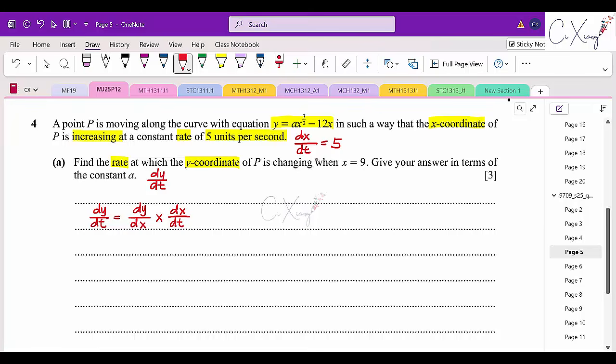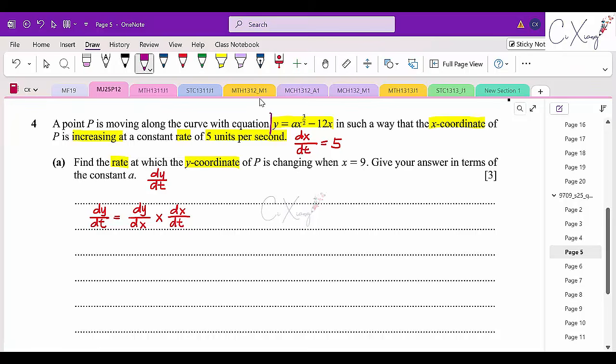dy over dx multiplied with dx over dt to get the dy over dt. Okay? Alright, so dx over dt has no problem because we already have the value with us. And how can we find out the dy over dx? So let's have a look. Is there any important or useful information that you can apply here?